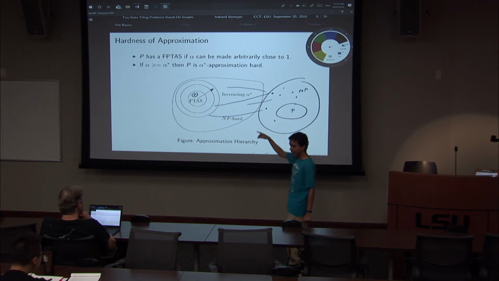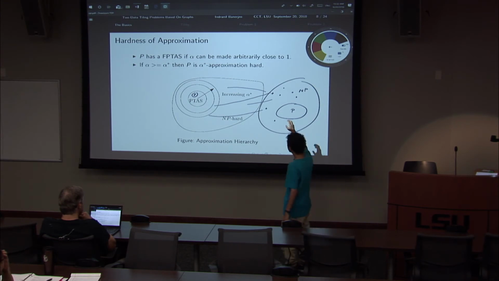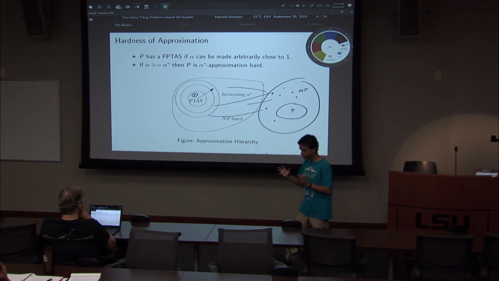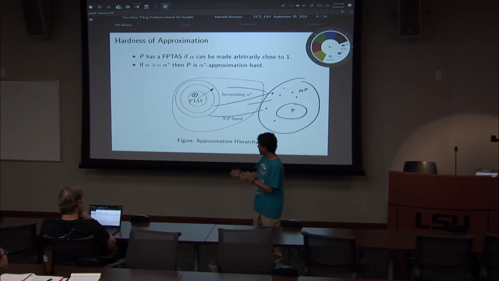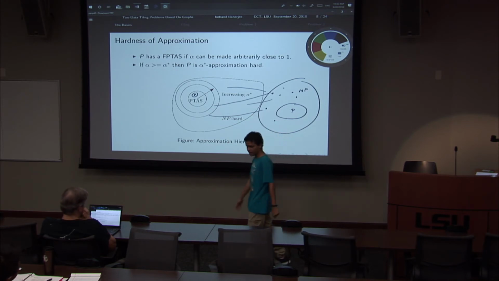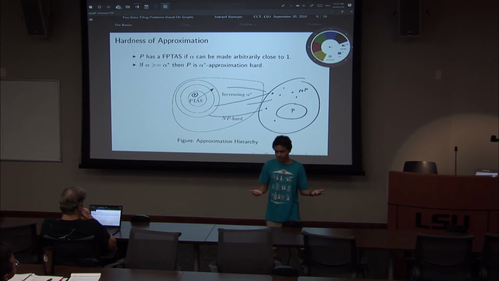There is another way to define this FPTAS, and I think Wikipedia defines it in terms of the error rate, but these are kind of equivalent. These are the best we can hope for in an NP-hard problem where we can't get an exact solution, right? If I can reduce alpha as close to 1 as possible, for all practical purposes that's great, right?